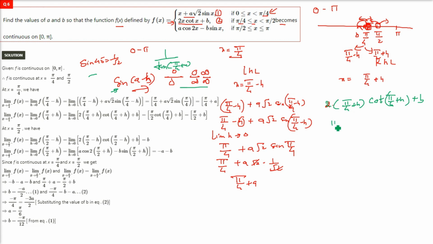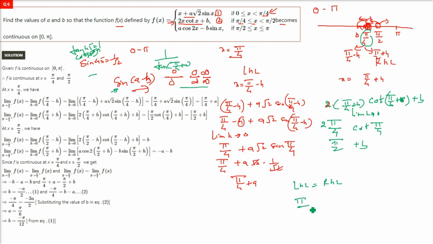Right? I am putting h equals to 0. Why? Because I know that I am not getting any value which I cannot comprehend, or which is not acceptable in mathematics. So 2 into pi by 4 is pi by 2. Cot pi by 4 plus h, I am replacing h as 0. But you have to do it by cot a plus b. Please remember. So cot pi by 4, because tan pi by 4 is 1, tan 45 degree is 1, cot 45 degree is 1. So I am just replacing cot pi by 4 by 1. So pi by 2 plus b will come.